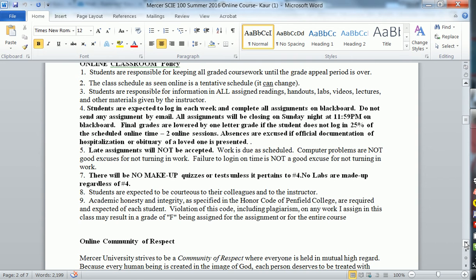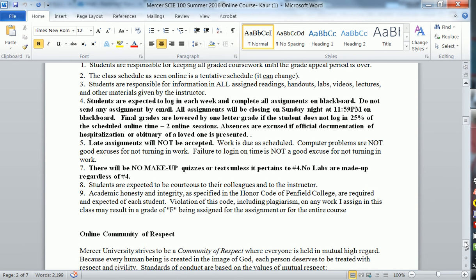So everything will be there on Blackboard, and the whole course has been organized into 8 weeks, and there's a folder for every week. So you have to go into that folder and you will get the material there, and you are going to submit your assignments in the different drop boxes which I just explained. Okay, students are expected to log in each week and complete all assignments on Blackboard. Do not send any assignment by email. All the assignments have to be submitted on Blackboard. Please do not send me any assignment by email. I'm not going to grade them. All the assignments are supposed to be submitted on Blackboard.